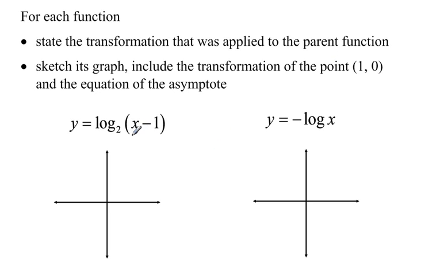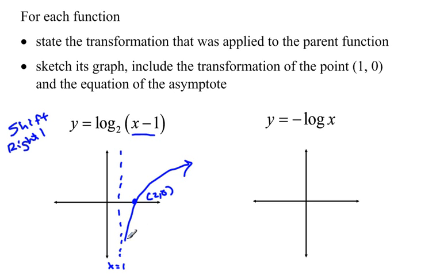All right, in this first one, we see x minus 1 inside parentheses. So we're going to say, okay, this one is going to shift right 1. That vertical asymptote that was here before is also going to go right 1. And so I'm going to draw the dashed line. It is going to be at x equals 1. That point 1, 0 moved right 1, so it's now at 2, 0. And now I just draw in the shape. It doesn't matter what the base is. The shape is always the same.